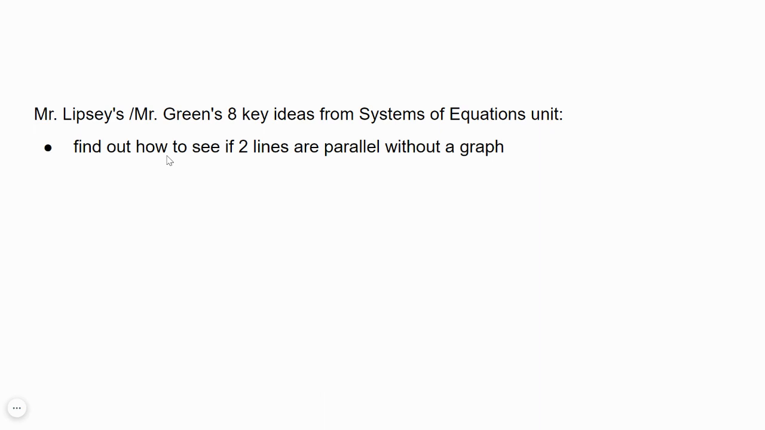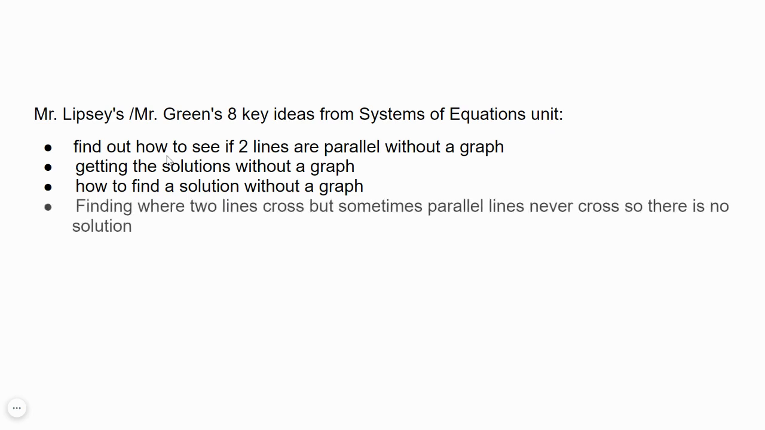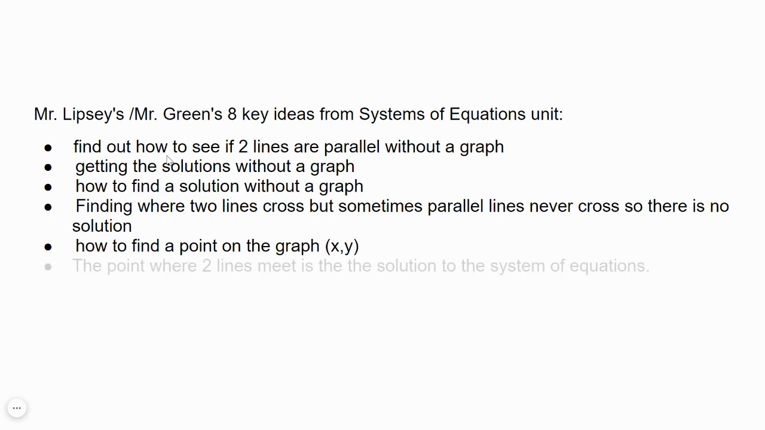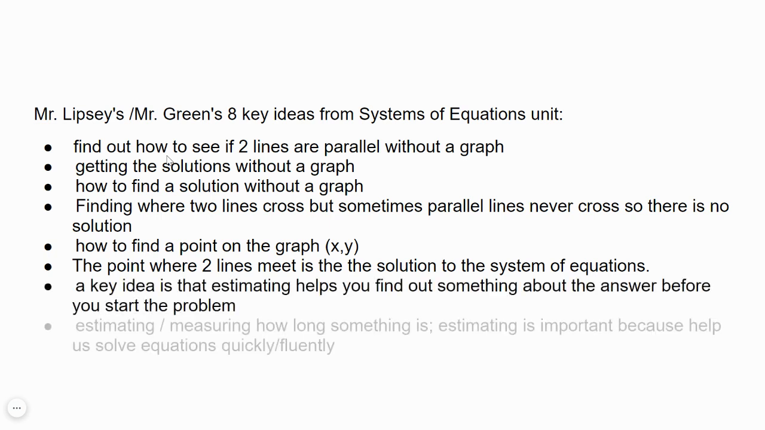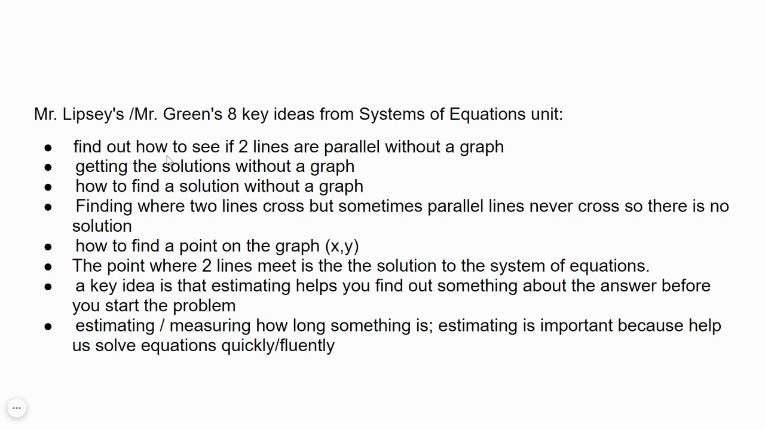We talked about how to see if 2 lines are parallel without a graph, how to get the solutions without a graph. We actually did that a couple times. We talked about how to find where 2 lines cross, but we realized that sometimes they're parallel lines and they never cross, so there's no solution. We talked about how to find a point on a graph. We talked about the point where 2 lines meet is the solution to the system. And we spent a couple days talking about estimating at the very beginning of the unit, and how estimating can actually give you a sense of the answer before you actually do the work for it.